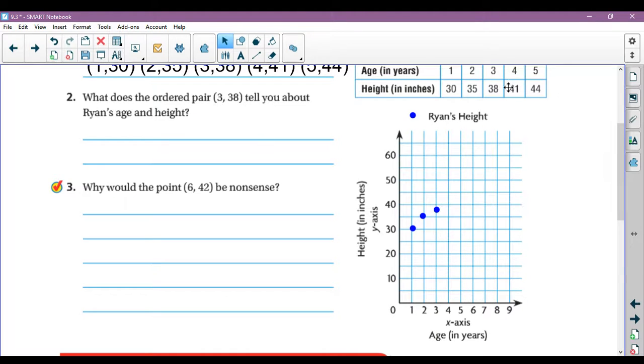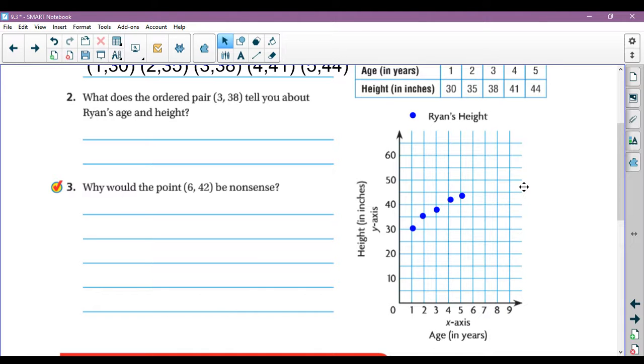And then we have 4, and then 41, and 5, 44. They're a little tough to do because they're so close, and my dots are kind of big. But you get the idea here, okay?